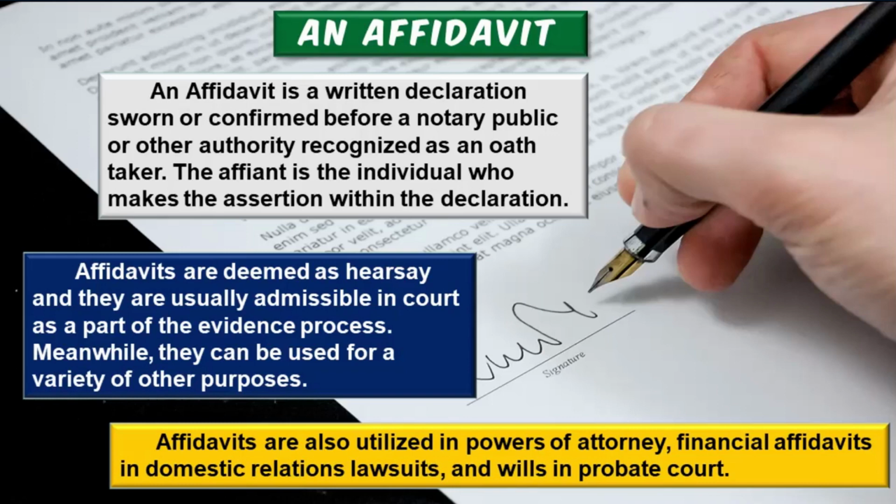So what is an affidavit? An affidavit is a written declaration sworn to or confirmed by a notary public or any other authority under oath, or what is called an oath taker. An affiant is the individual who makes the assertion within the declaration. So an affidavit then, therefore, is deemed as hearsay statements, but it's admissible in court as part of what is called the evidence process. But it also could be used for a variety of purposes, such as you can write affidavits for power of attorney, such as affidavits for divorce, lawsuits, wills, and probates.